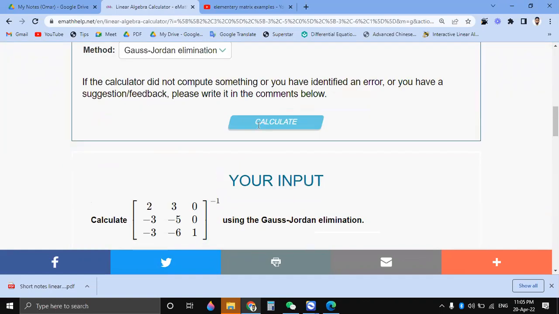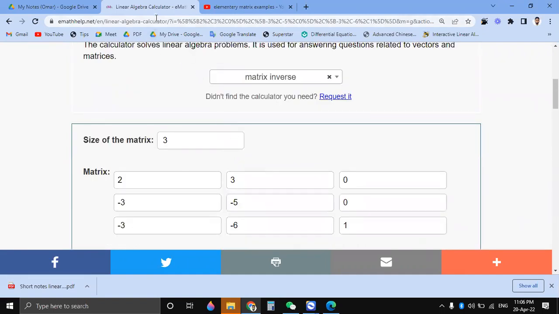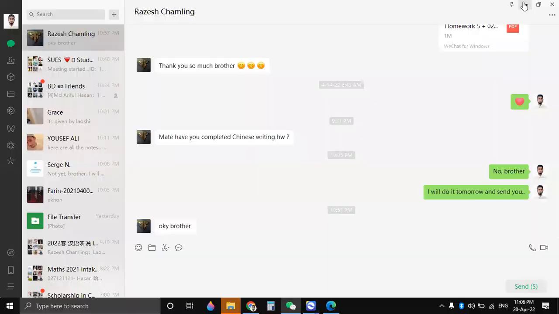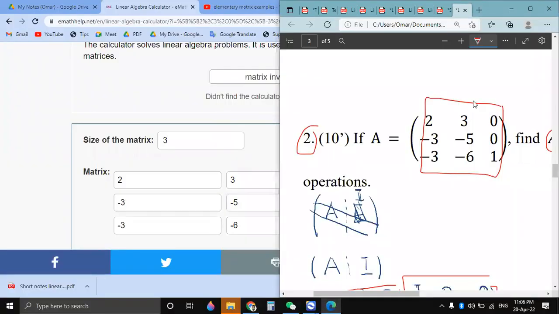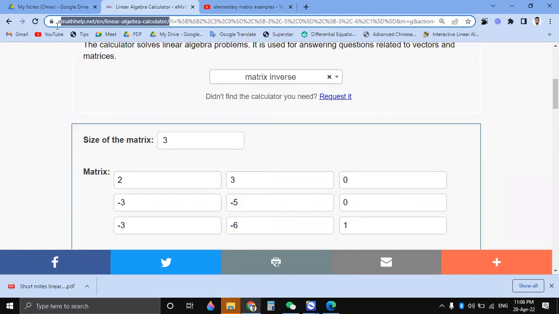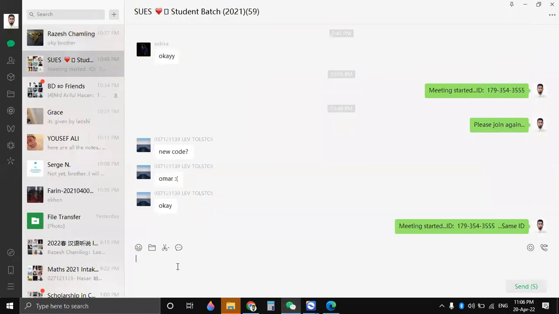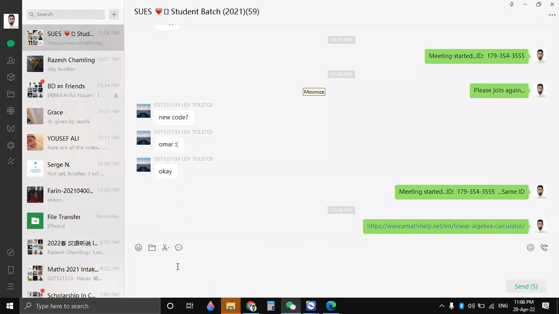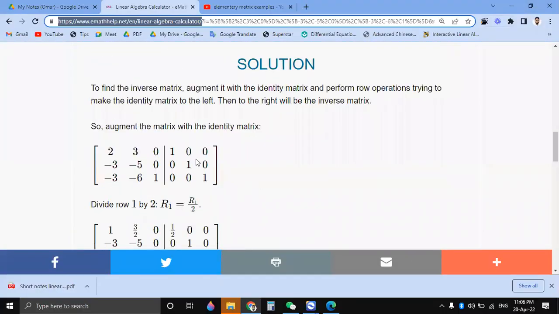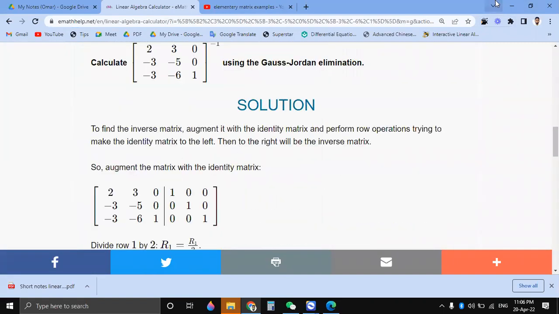Even if you don't know how to do it, or you're not sure about the row operations, you can just have a look here. I have already given the link in the group, and I'll give this link in the group. It's just to make sure that our answer is okay or not. You also need to learn how to do the row operations by hand. They have explained all the row operations here for you, so you can just have a look and check your answers.